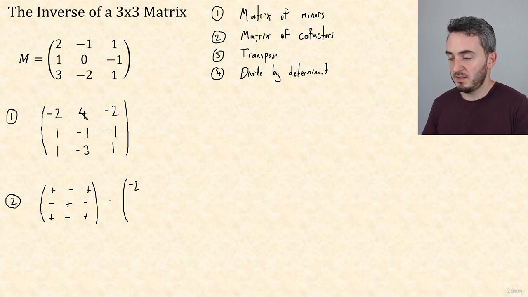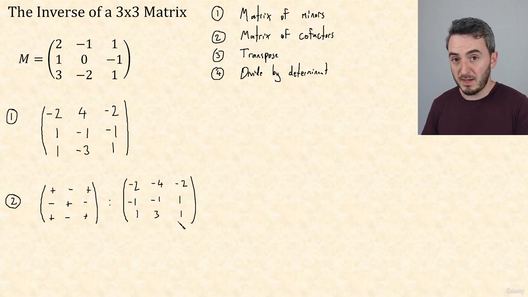The minus applied to the 4 gives us minus 4. The plus applied to the minus 2, we leave that negative alone. Then minus applied to the 1 gives us a minus 1. The plus applied to the minus 1 leaves that as minus 1. The minus applied to the minus 1 makes it plus 1. The plus applied to the 1 leaves it as 1. The minus flips the sign of the minus 3 to give us 3, and the plus leaves the 1 as 1. So that is the matrix of cofactors.